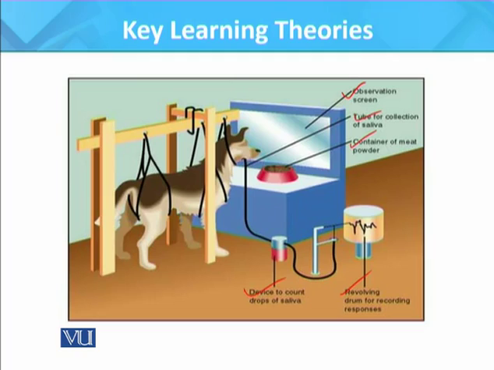Pavlov knew that somehow the dog in his lab had learned to associate food with his lab assistant, because whenever the lab assistant would enter, he or she would bring the food for the dogs and they would salivate. But this was something which they did not do earlier and which the dogs started to do later on at some point. That is how a change in the behavior was observed.